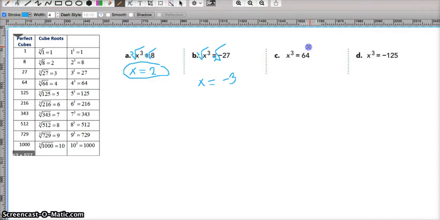64 is always the one that tricks the most people because 64 is both a perfect cube and a perfect square. So don't accidentally write 8. Your brain sometimes likes to automatically think that it's 8, but don't fall for it. So the cube root of x cubed is x, and the cube root of 64 is 4. And the cube root of negative 125 is negative 5. All right, so we've got 2, -3, 4, and -5 as our answers.